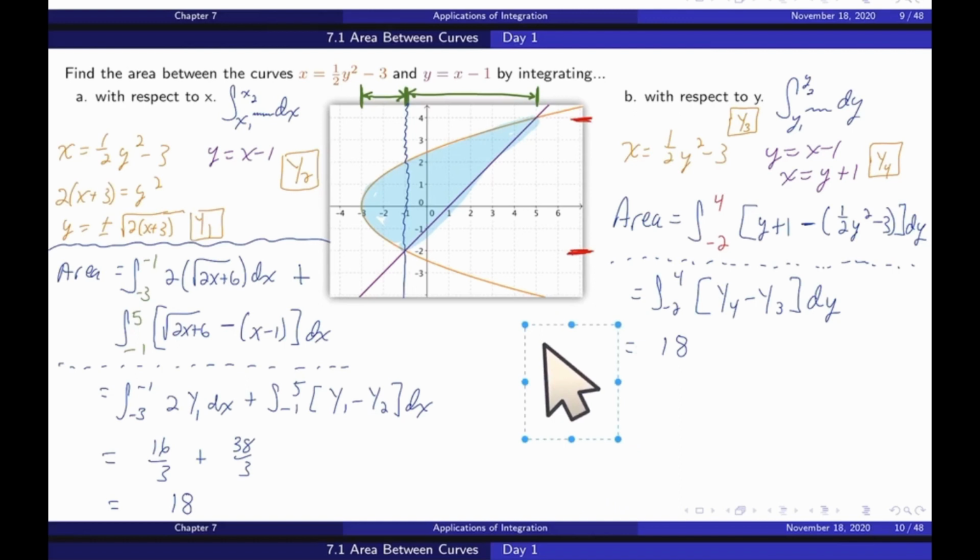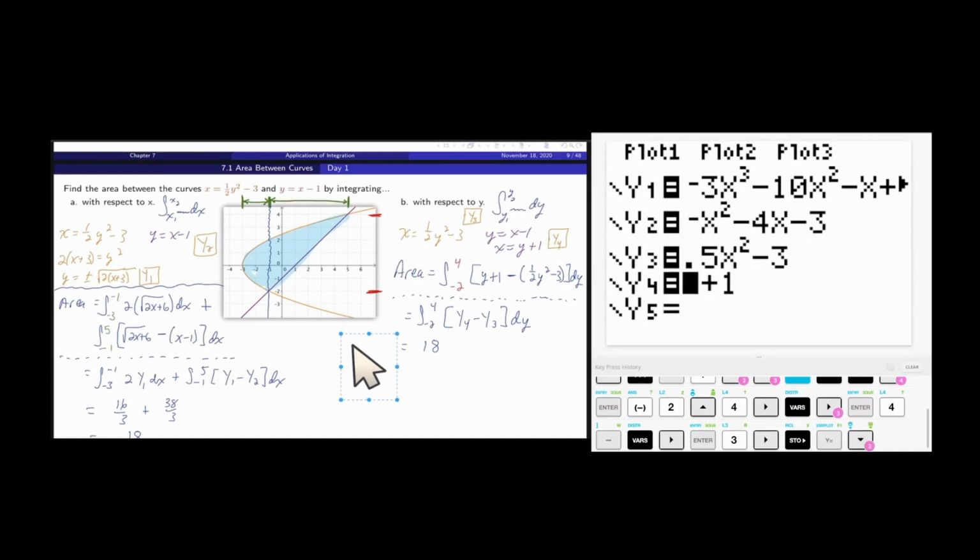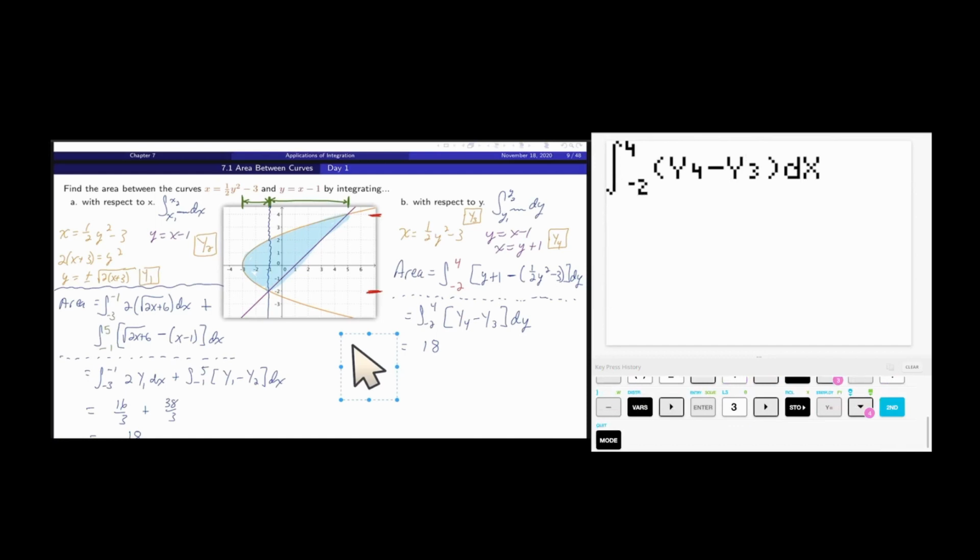So y3 is 1/2 x squared minus 3. y4 is x plus 1. Going back to the home screen, I can ask it to find the antiderivative from -2 to 4 of y4 minus y3. And when I have it evaluate that, it tells me that the final solution is 18, which again matches what I have here as the answer.